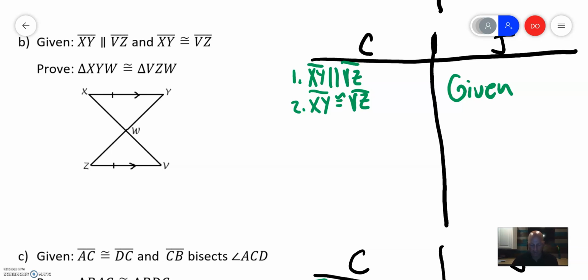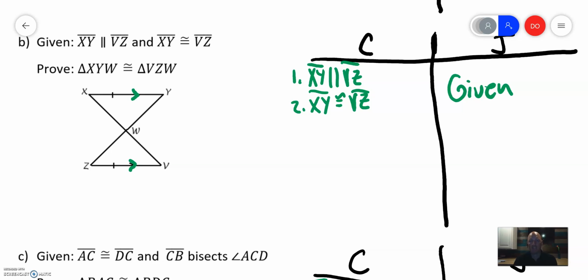Segment XY is parallel to segment VZ. So that's what these arrows represent. And when you see that, by the way, you should think parallel. What is true when I have parallel lines? There's lots of stuff. Corresponding angles are congruent. Same side interiors are supplementary. Alternate interiors are congruent.